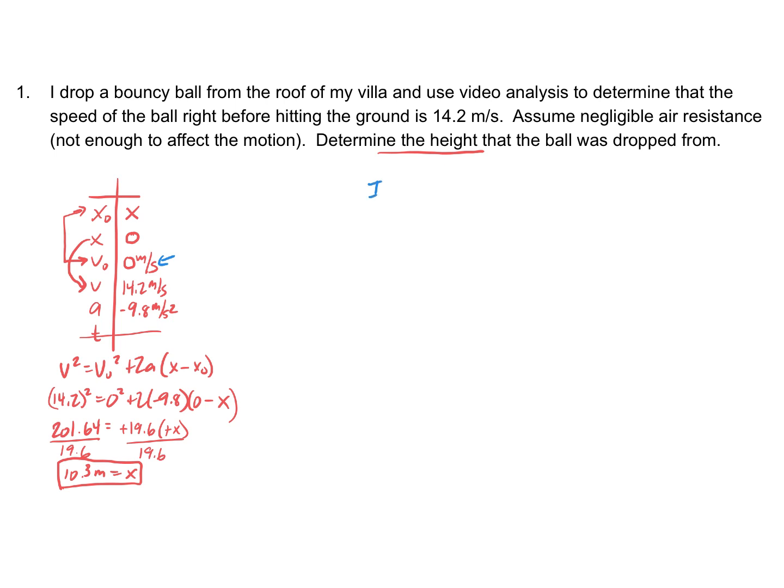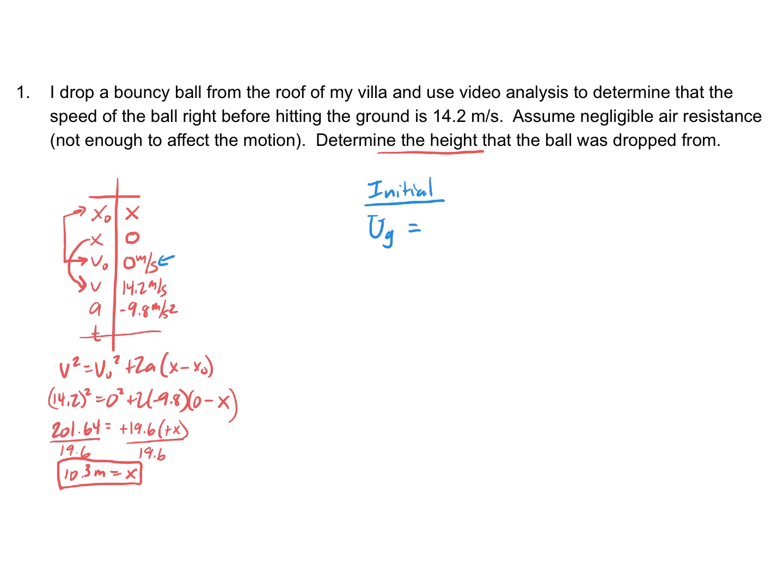So initial, we'd say, well, there's no kinetic energy. There's definitely gravitational potential energy. And, of course, there's no elastic potential energy because there's no springs or stretching things. So that's all we have at the beginning. And that should be equal to whatever we have at the end.